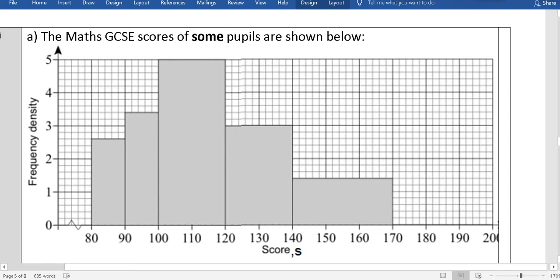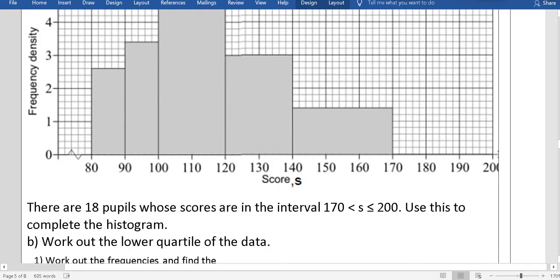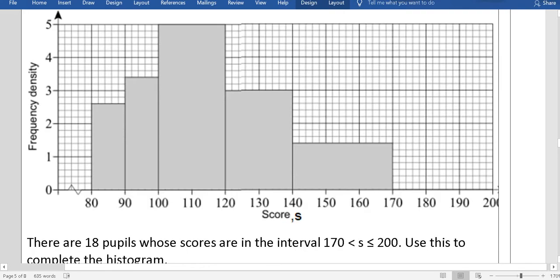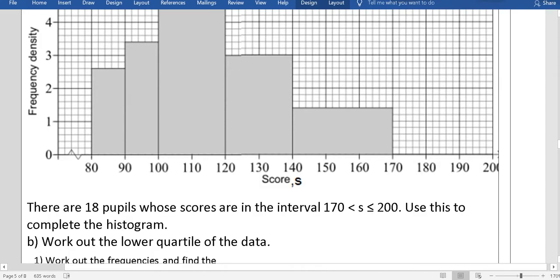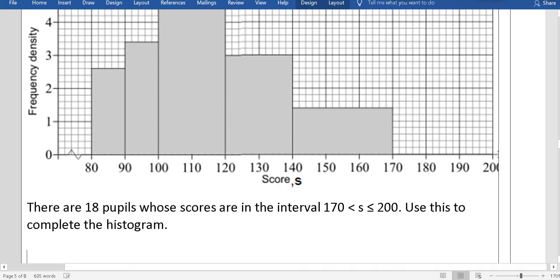In this video, we are going to use a histogram to work out the lower quartile of some pupil data. The Maths GCSE scores of some pupils are shown below. Notice I'm not telling you how many pupils are in the data set. Now, this is actually an incomplete histogram because there are 18 pupils whose scores are in the interval 170 to 200. Use this to complete the histogram.